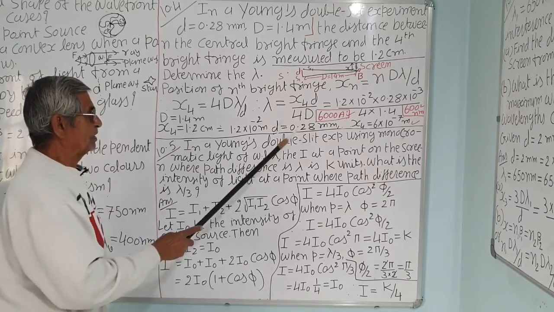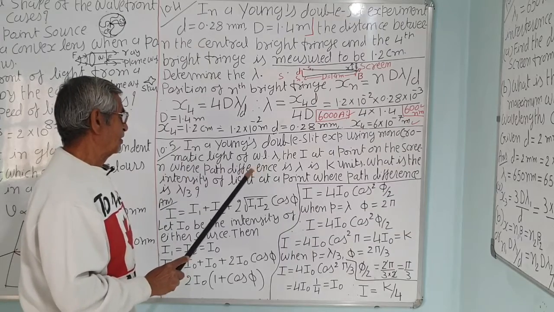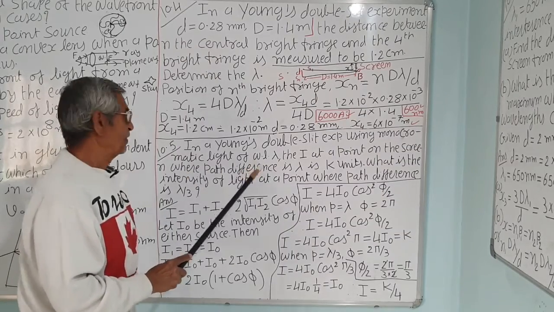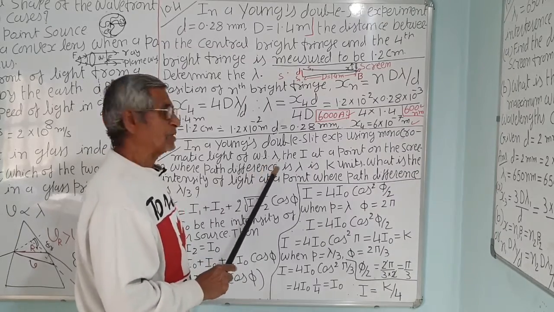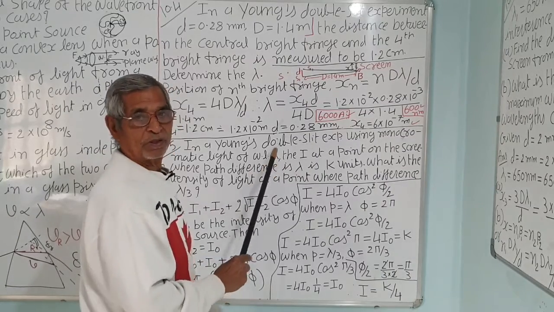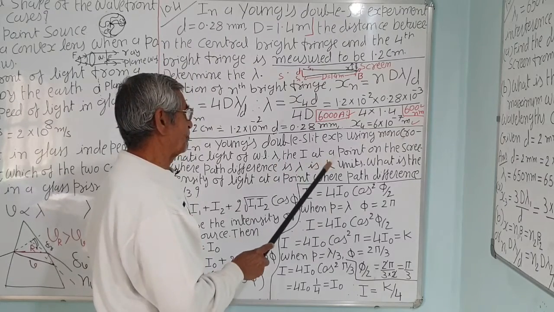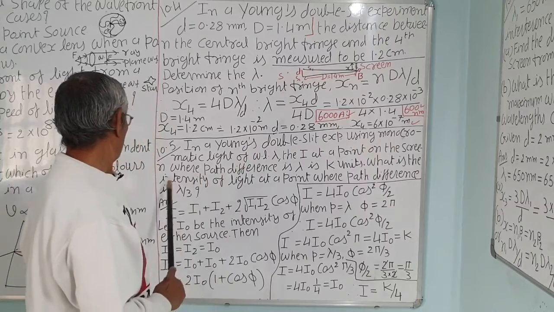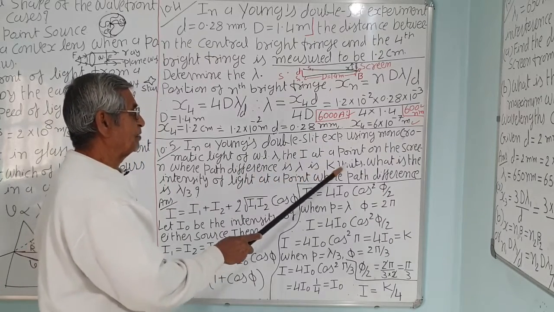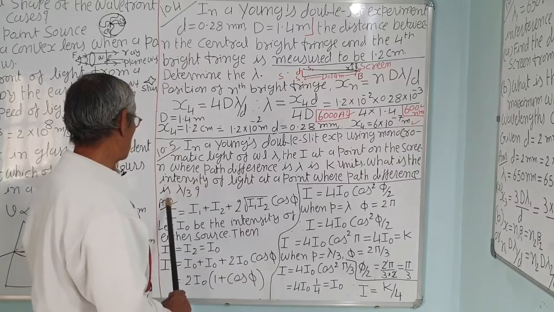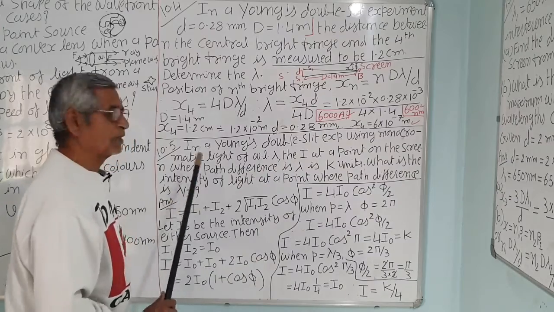In a Young's double slit experiment using monochromatic light of wavelength lambda, that is single color, maybe yellow, green, violet, the intensity on the screen at a point where the path difference is lambda is k units. What is the intensity of light at a point where the path difference is lambda by 3?